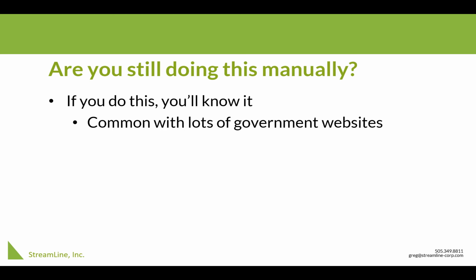This is really common with a lot of government websites, federal, state, county, especially if you practice and have matters or cases in a lot of different counties in your state. It can be pretty cumbersome to do it manually. The gist of this is you need to look up the case details on the government website, not in your case management system, but on the government website.